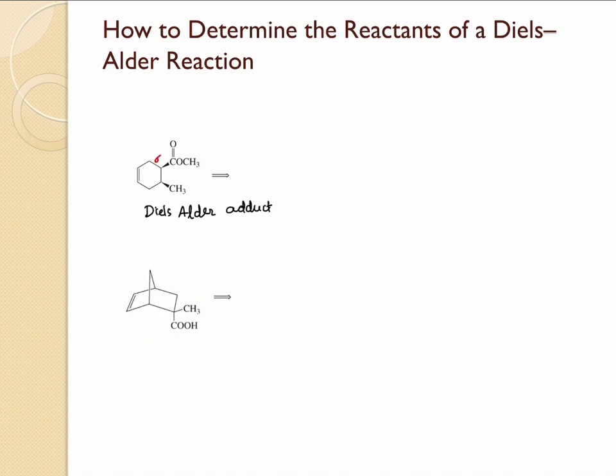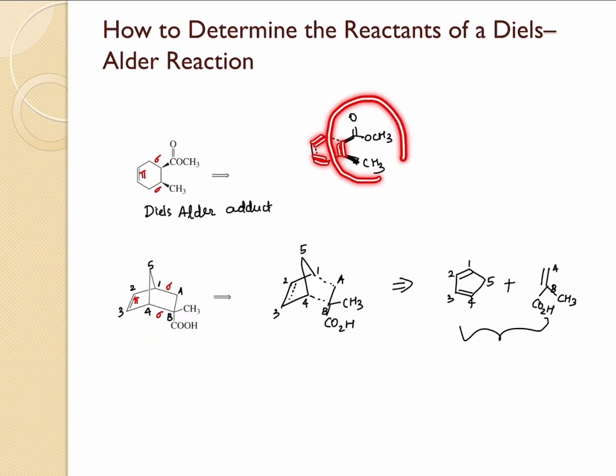So this is a sigma bond, this is a sigma bond, this is the pi bond. These are the bonds that are created during the Diels-Alder reaction. So we are going to break all of these three bonds. So now we are going to break these three bonds, okay, and we are going to put three new double bonds.